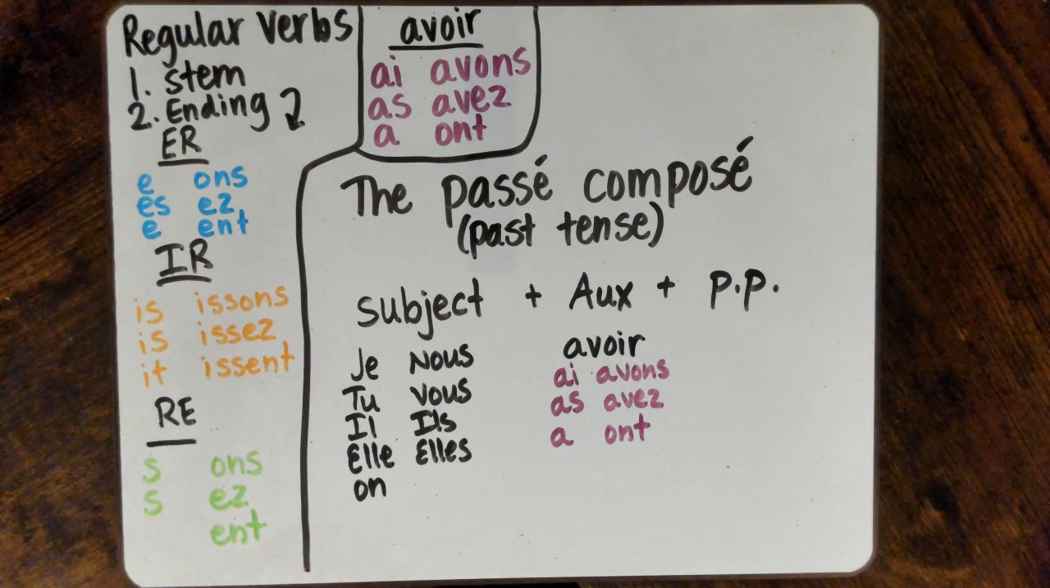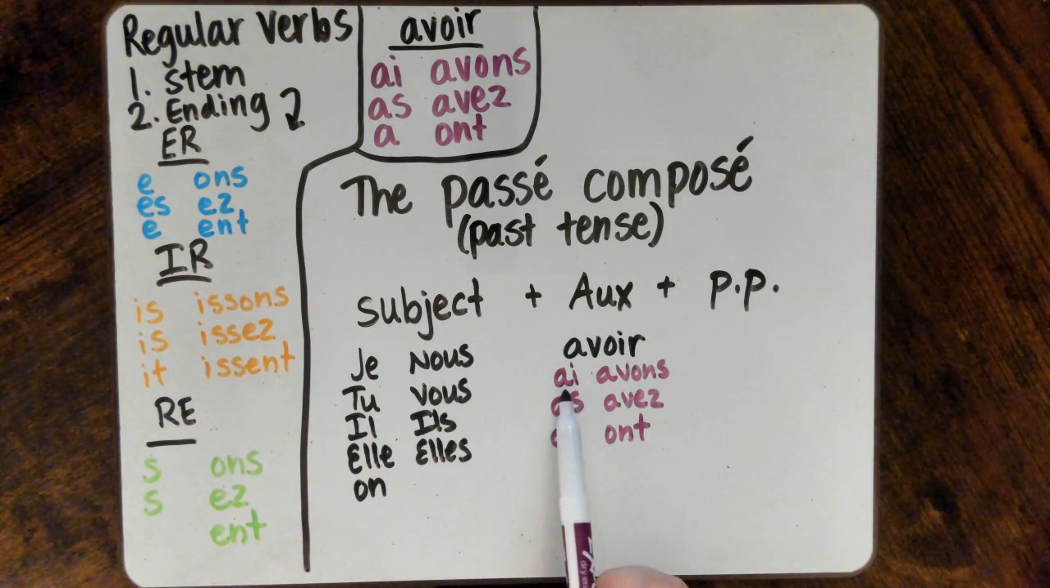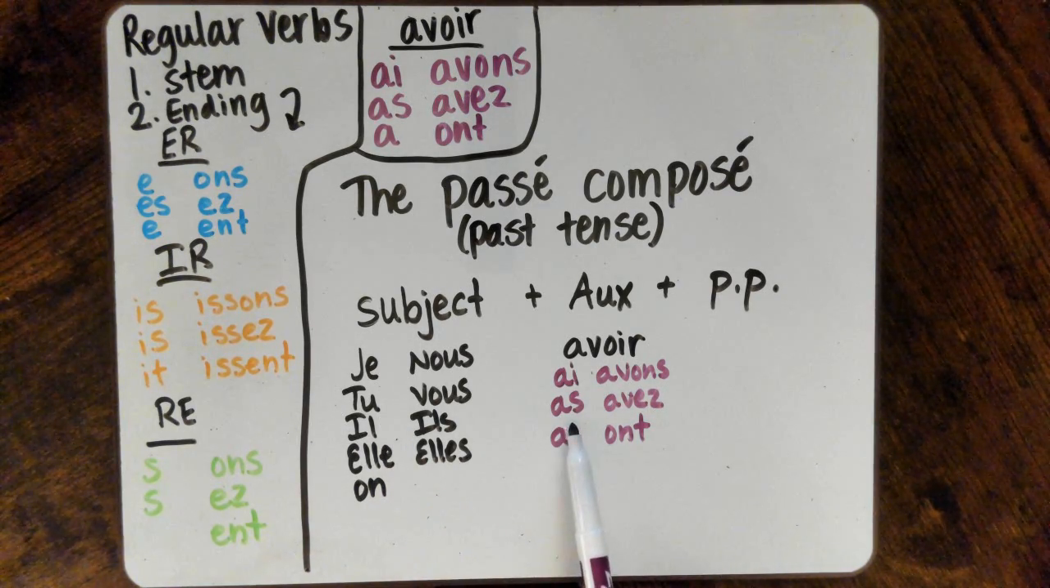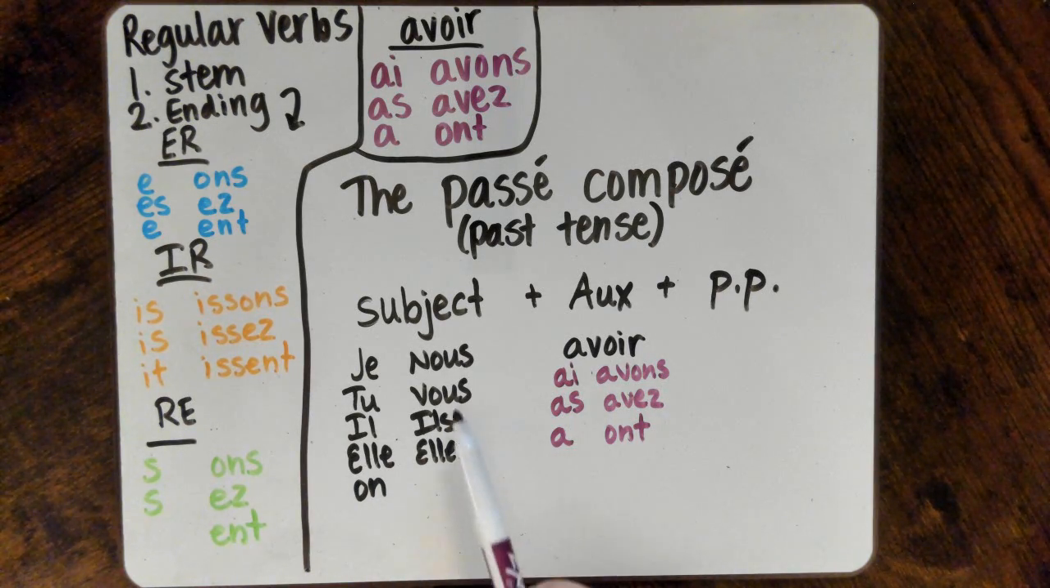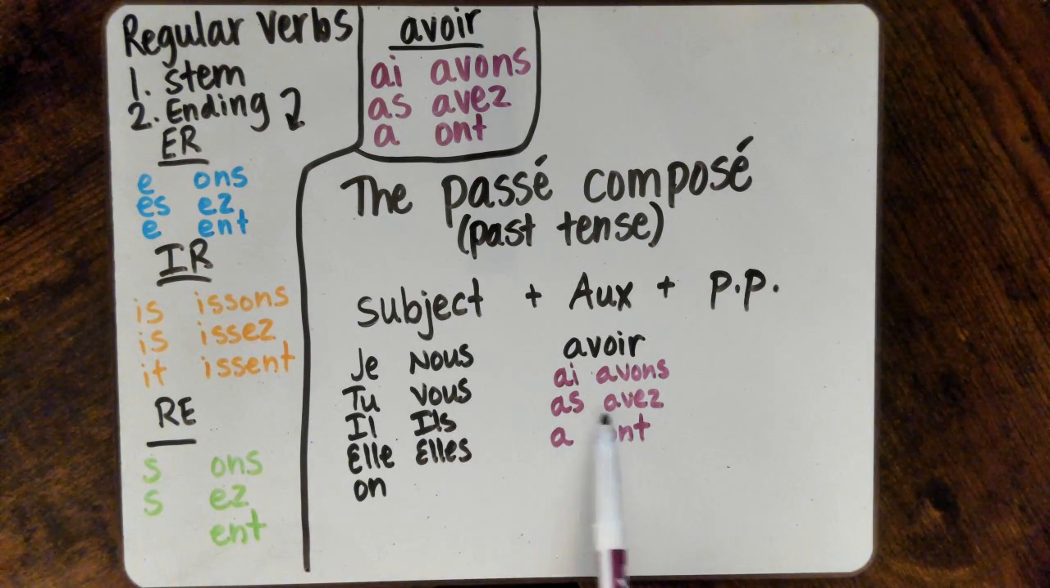So if our subject is je, then our auxiliary is going to be ai. If our subject is tu, our auxiliary is going to be as. If our subject is il, elle, or on, our auxiliary is going to be a. If our subject is nous, the auxiliary will be avons; vous, avez; and ils, elles, ont.